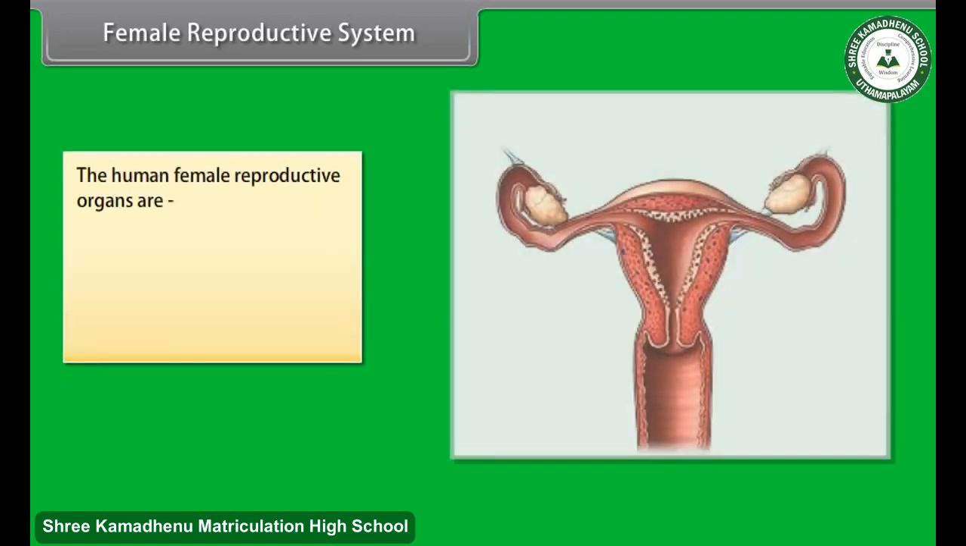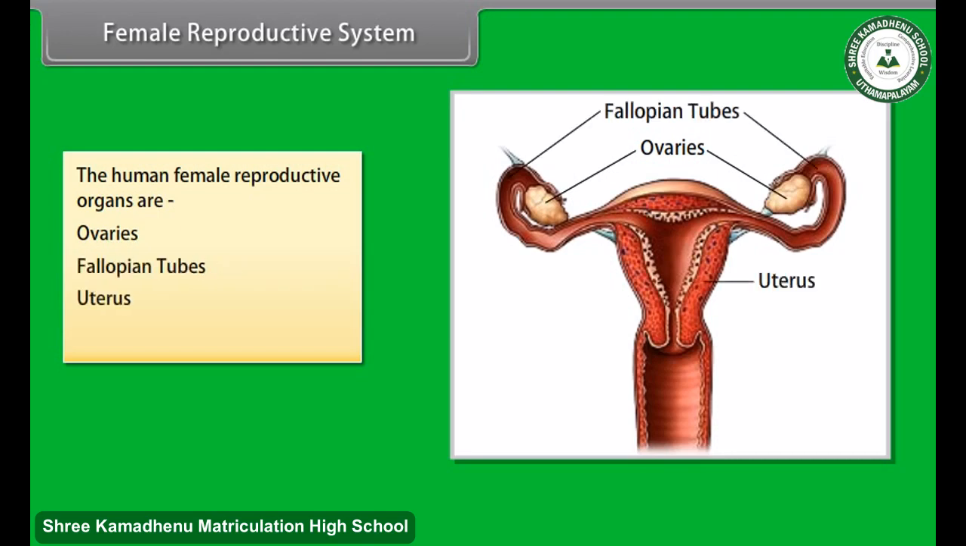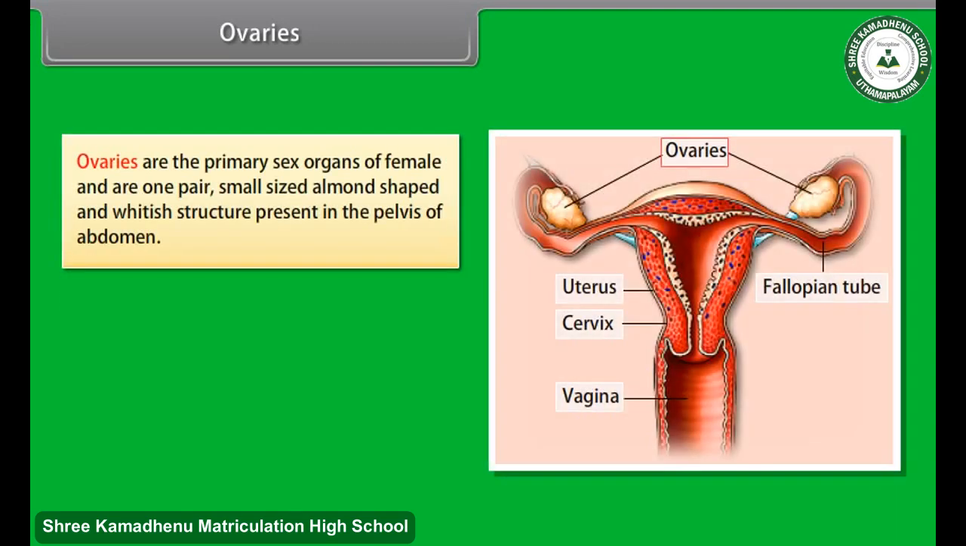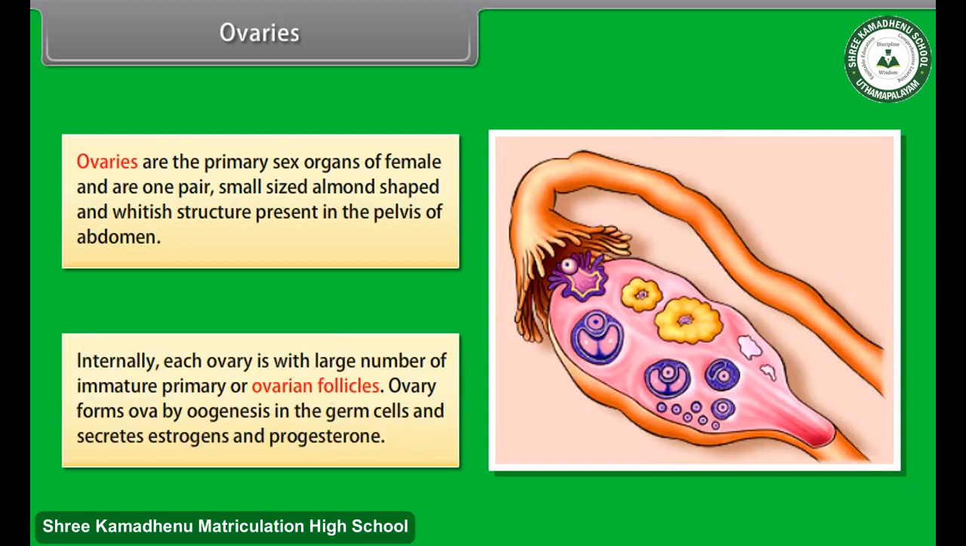The human female reproductive organs are ovaries, fallopian tubes, uterus, vagina. Ovaries. Ovaries are the primary sex organs of female and are one pair, small-sized almond-shaped and whitish structure present in the pelvis of abdomen. Internally, each ovary is with large number of immature primary or ovarian follicles. Ovary forms ova by oogenesis in the germ cells and secretes estrogens and progesterone.